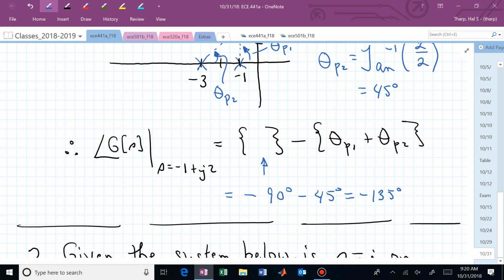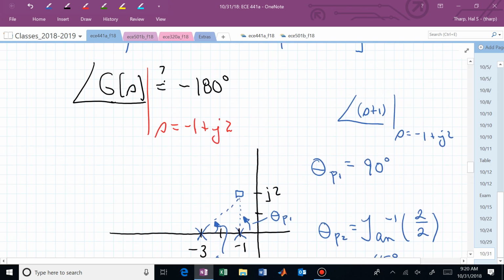What does that tell us? It's supposed to be a spooky lecture, so who knows what's going to happen. What are we comparing 135 with? It should be 180 if it's on the root locus, right? It should have been minus 180, and this is not minus 180. That's a little bit away from it, and we knew that already.